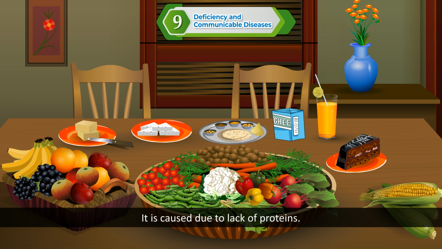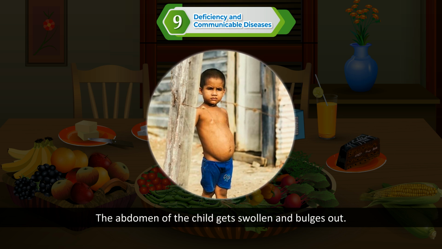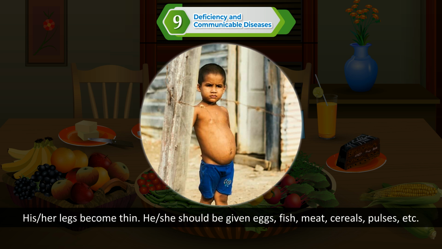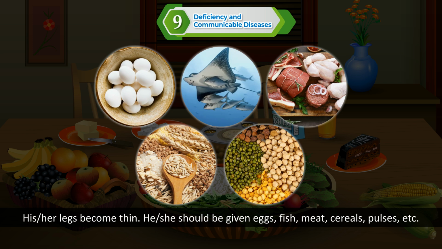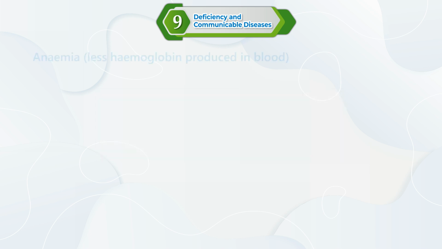Kwashiorkor. It is caused due to lack of proteins. The abdomen of the child gets swollen and bulges out. His or her legs become thin. He or she should be given eggs, fish, meat, cereals, pulses, etc. Knowledge hunter. Beriberi is a nutritional disorder that occurs when a person has a lack of vitamin B1.